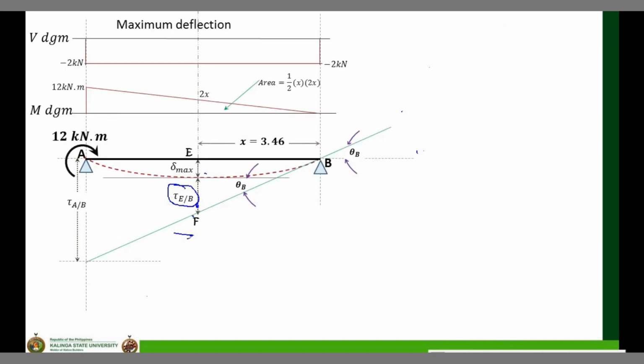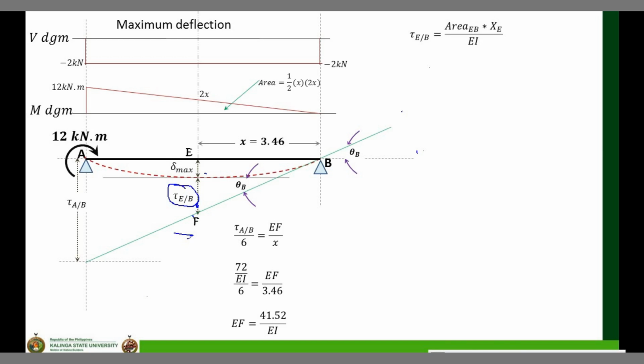Another requirement for this problem is your maximum deflection. So how do I get that one? Again, using your ratio and proportion, TAB over 6 is equal to the distance of E to F over x, wherein that x is equal to 3.46. We already solved TAB earlier, which is equal to 72 over EI. So, I can solve for the value of my EF, which is equal to 41.52 over EI.